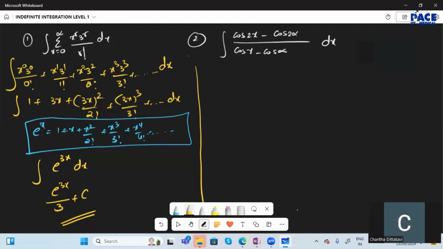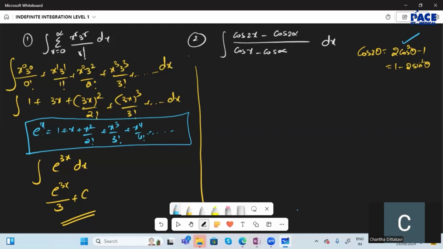Cos 2x minus cos 2 alpha by cos x minus cos alpha dx. Now, how do we get this? Now, when you observe cos 2x, what is cos 2 theta? Which is nothing but, in terms of cos theta, if at all we have to replace that. So cos 2 theta is 2 cos square theta minus 1 or 1 minus 2 sine square theta. So which one could be the better option? Now, which is the best substitution here, in the sense as the denominators are in terms of cos, we just go with 2 cos square theta minus 1.